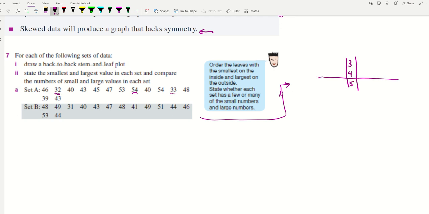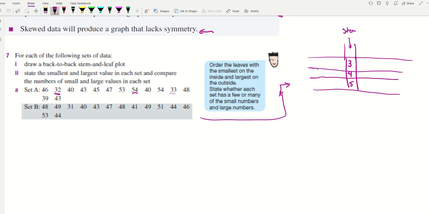Now I'm going to try. I have been using a ruler, which would be a lot better, but I should have set it up before I started if I'm going to do that, because it goes crazy. All right, so that's our stem. That's our 30, 40, 50.